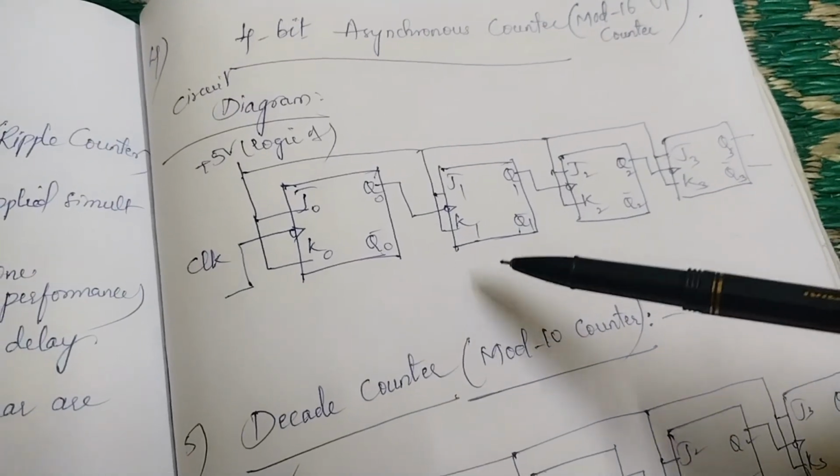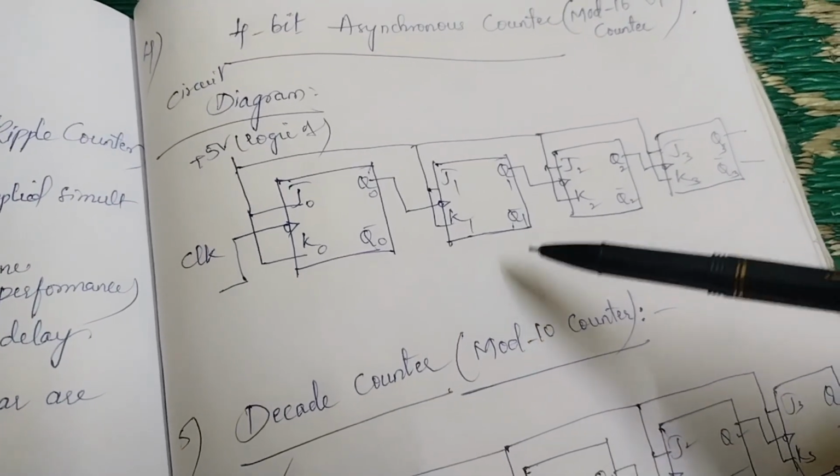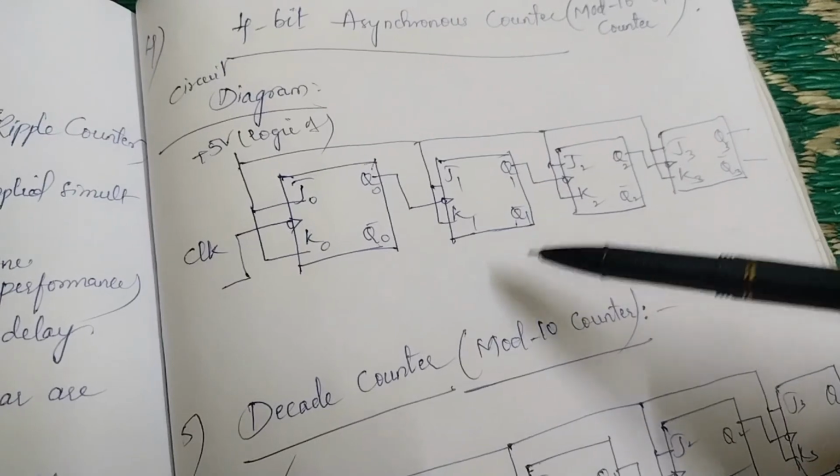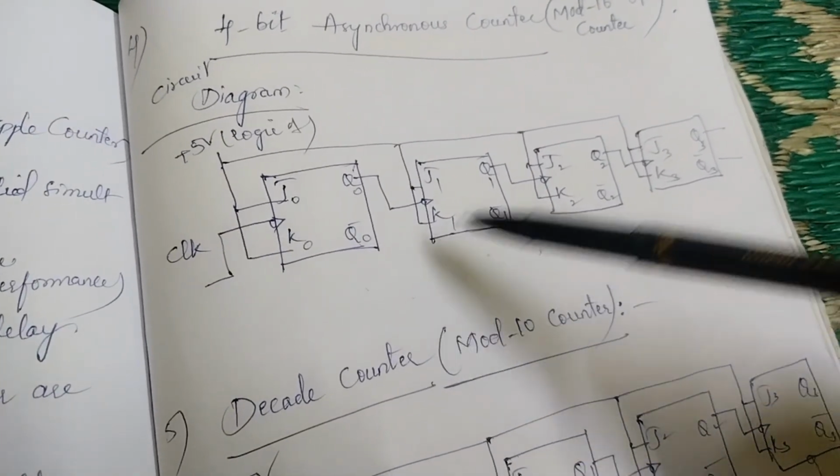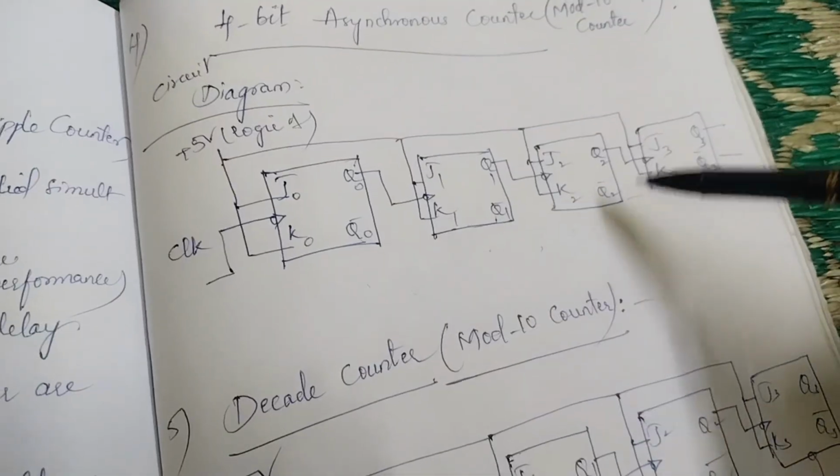So here are the diagrams. This is the only diagram you can expect for 3 marks. So see here, 4-bit means we have to use 4 flip-flops: 1, 2, 3, 4. So I have used here 4 flip-flops.